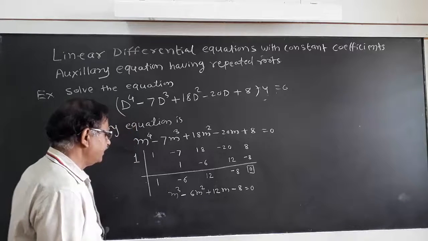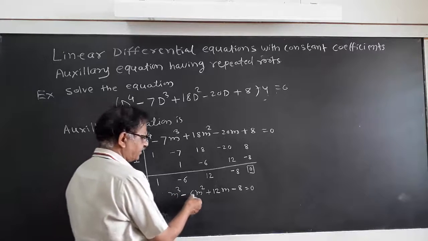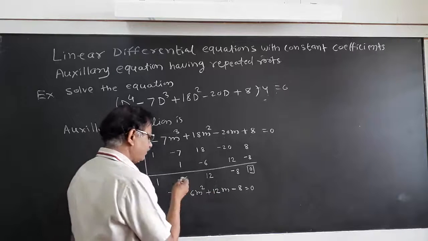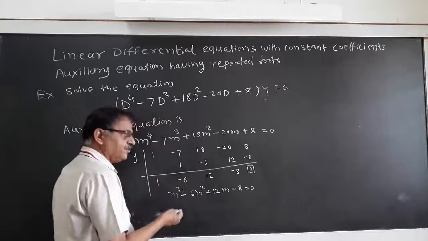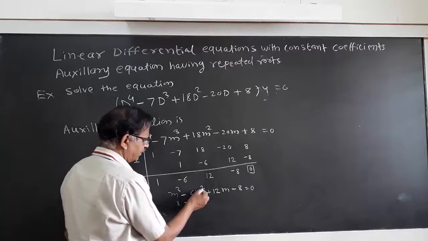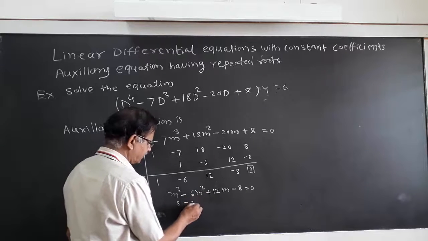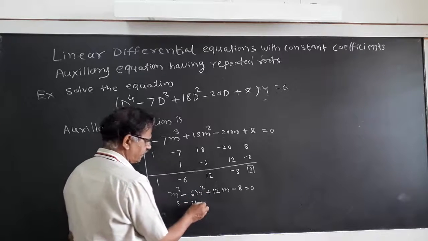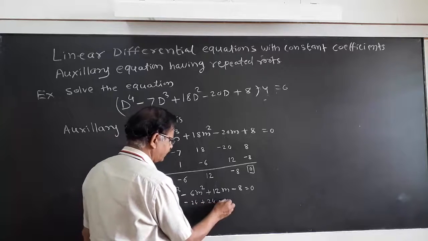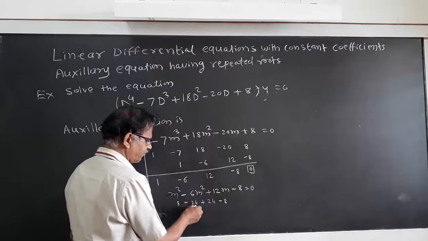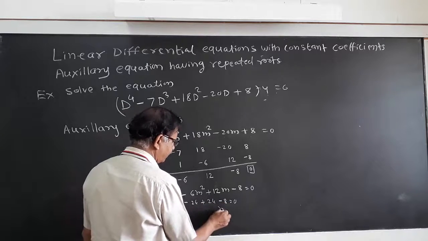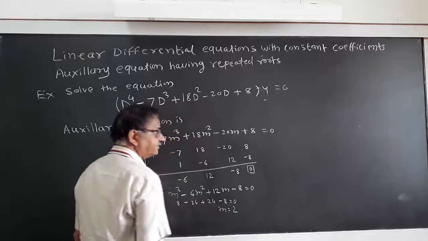Now, here the sum of all the coefficients is not 0, therefore m is not equal to 1. Now we shall try by substituting m equal to 2. 2 cube is 8, minus 2 square 4 into 6 is 24, plus 12 into 2 is 24, minus 8. And 8 minus 24 plus 24 minus 8 is equal to 0. Therefore m equal to 2 is the second root.